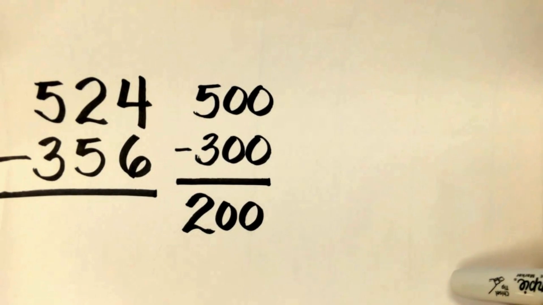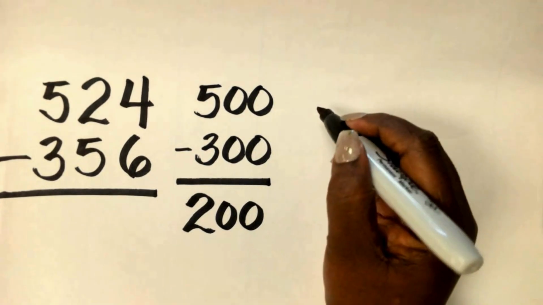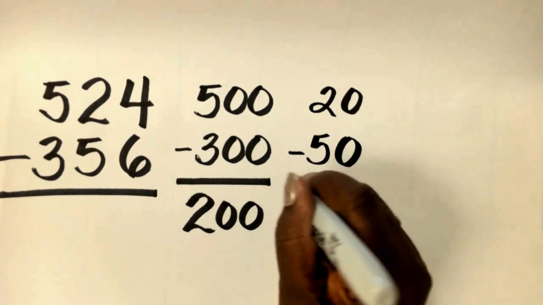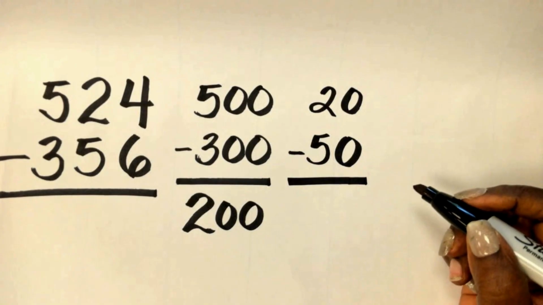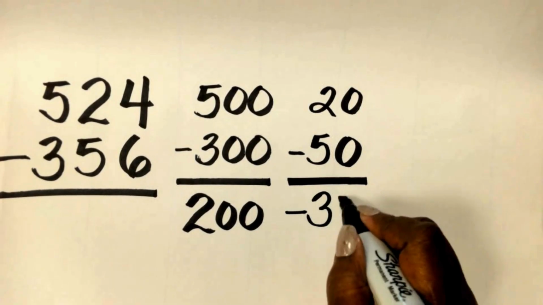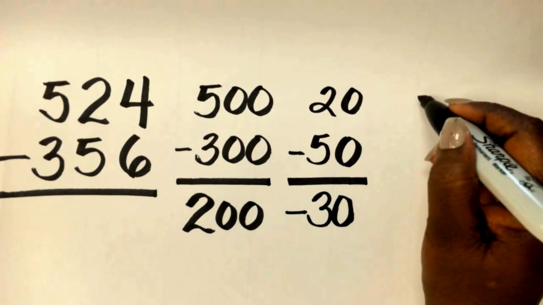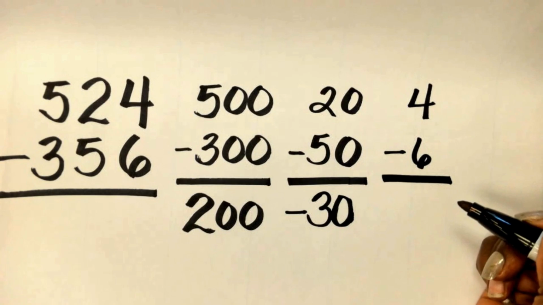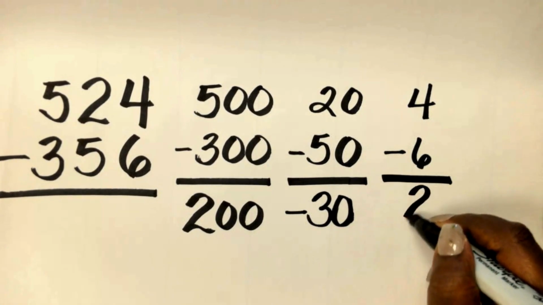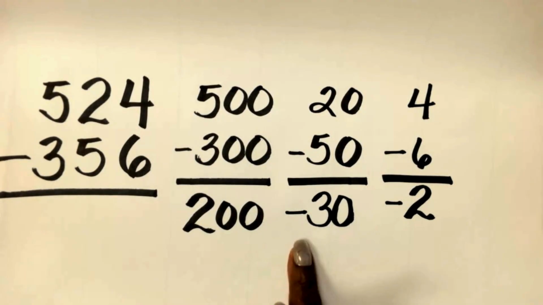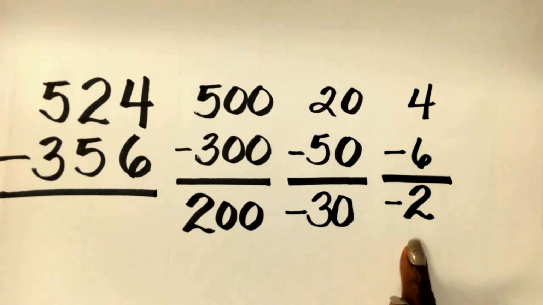Let me spread it out so we can see better. 20 minus 50. Well, let's think about this. If I take 2 from 5, that's of course going to give me 30. But I'm trying to take 5 from 2, and the opposite of that would be a negative 30. Then I have 4 minus 6. Well, if I take 4 from 6, that gives me 2. But it's opposite, so it's a negative 2.